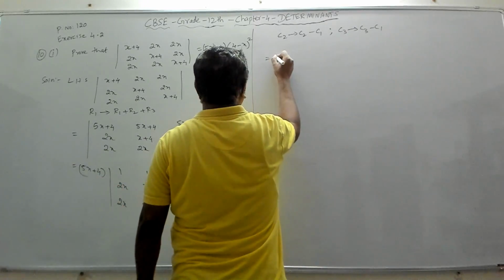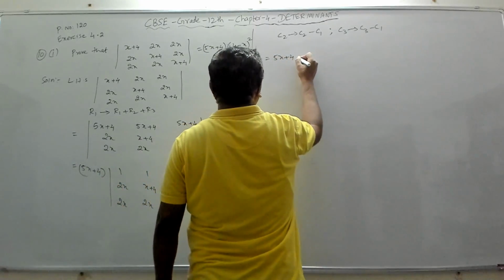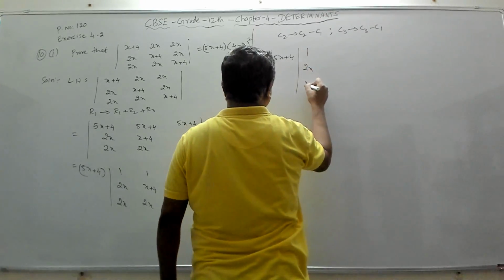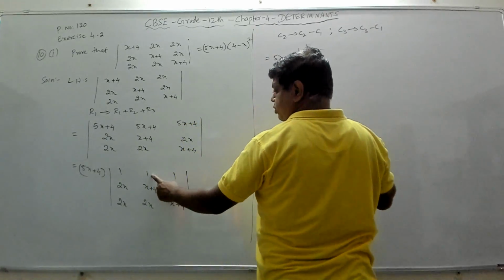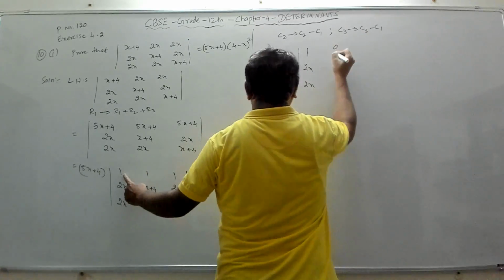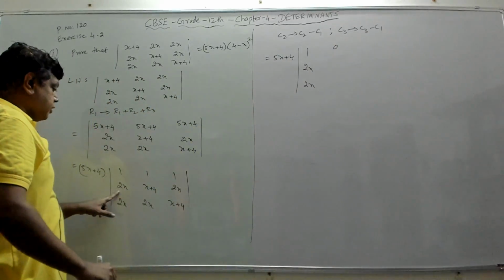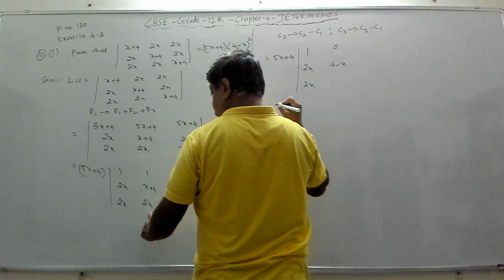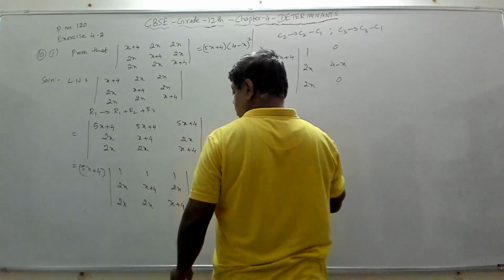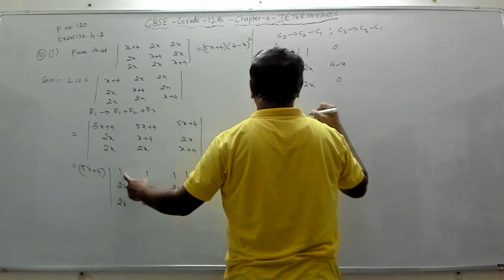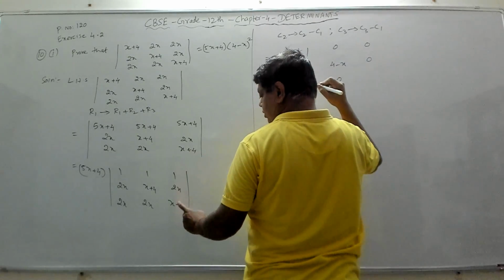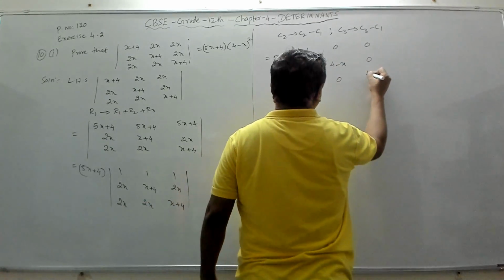Then it will become 5x plus 4 times the determinant. The first column has no change: 1, 2x, 2x. In the second column, C2 minus C1: 1 minus 1 is 0, then x plus 4 minus 2x gives you 4 minus x, then 2x minus 2x is 0. Then for C3 minus C1: 1 minus 1 is 0, 2x minus 2x is 0, then x plus 4 minus 2x gives you 4 minus x.